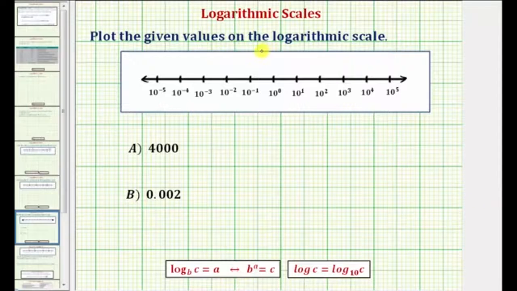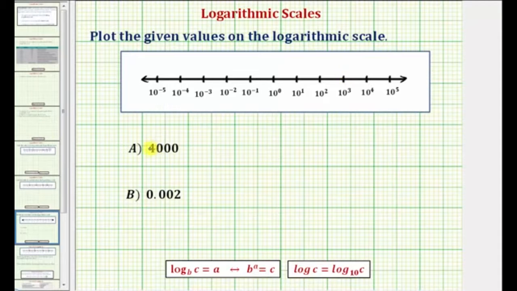We want to plot the given values on the log scale. So looking at the number line, notice how at each tick mark we have a power of 10, and as you move from the left to the right at each tick mark, we increase by a factor of 10, and the exponent increases by 1. And this is why this is a log scale, or more specifically, a common log scale.